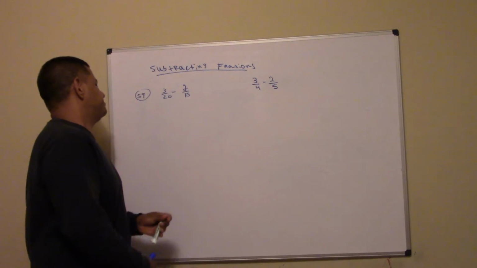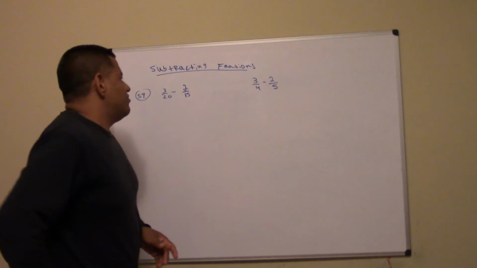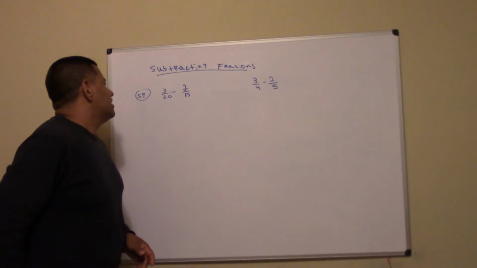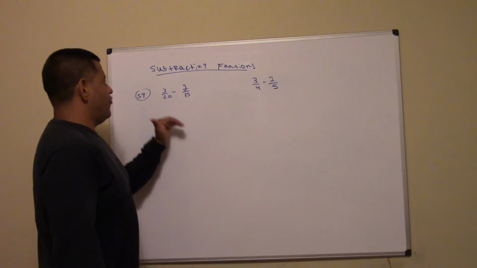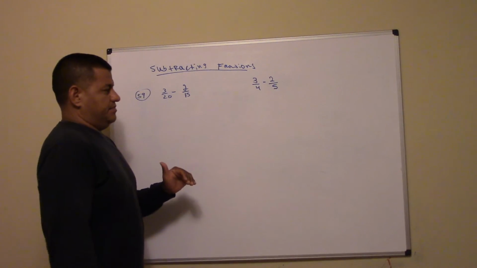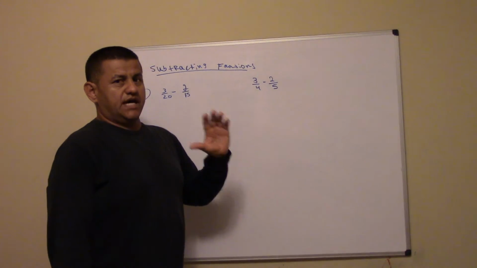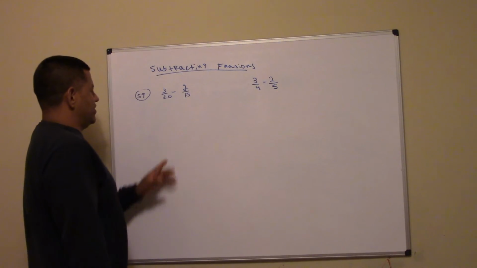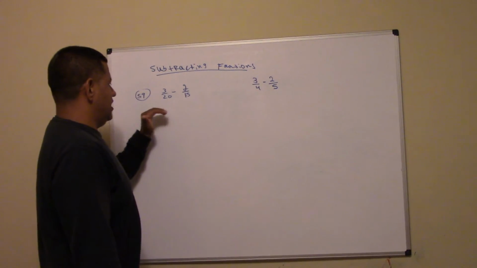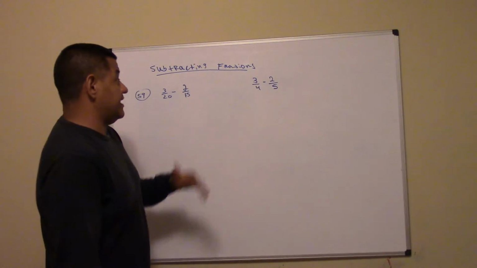Okay, so let's do this. The last time we found the common denominator of the two fractions before we added them. And remember, we only add the numerators. We do not add the denominators. So in this case we're doing the same thing, but the only difference right here is that we're subtracting instead of adding.